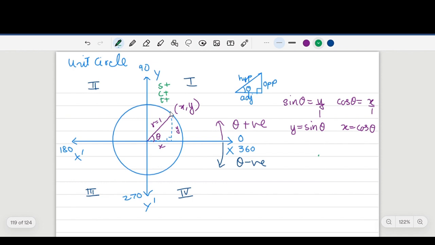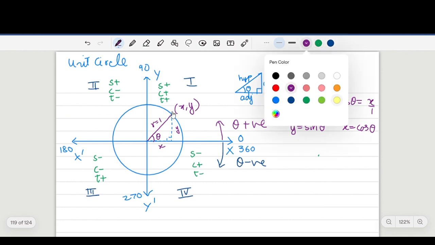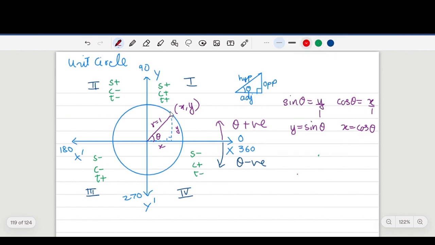In the second quadrant, if you look at it, the x values are negative, but the y values are positive. So that means the sine value will be positive, cos value negative, and tan value will also be negative. Same way, in the third quadrant both x and y are negative, so sine is negative, cos is negative, but tan theta will be positive. And in the fourth quadrant, cos theta is positive, so sine is negative, cos is positive, and tan is negative.